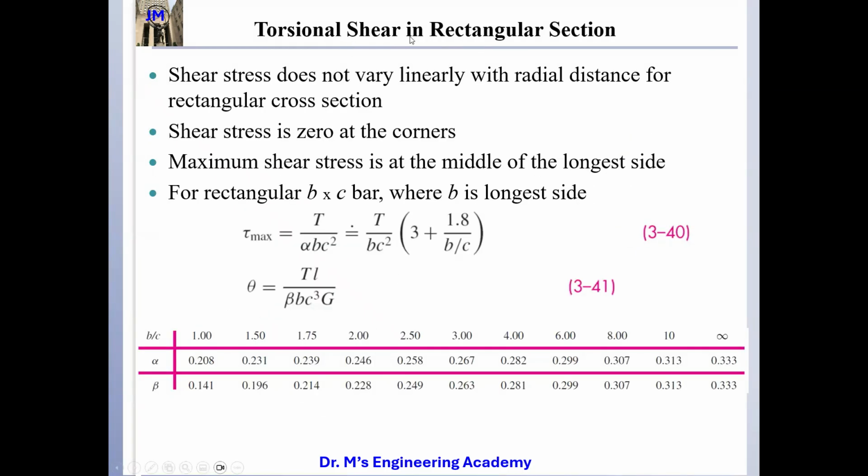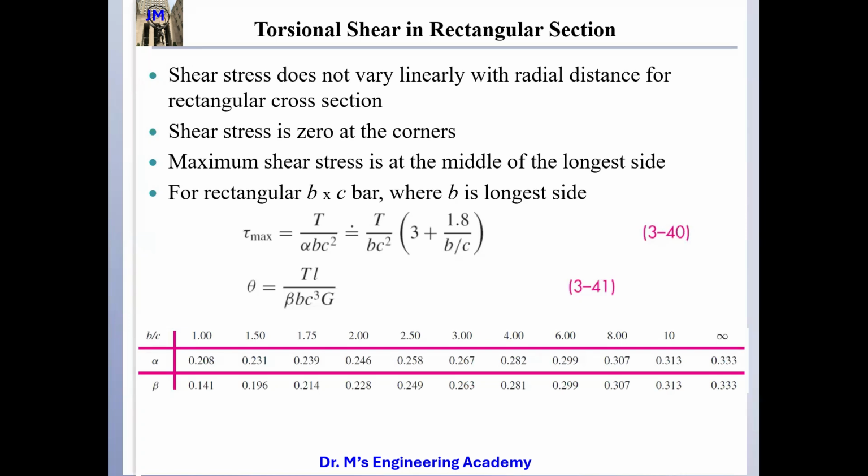However, torsional shear in the rectangular section is more complicated. Why? Because if you have a square, it is not symmetric along all of the planes passing through this central axis. Do you agree? So as a result, it is more complicated.